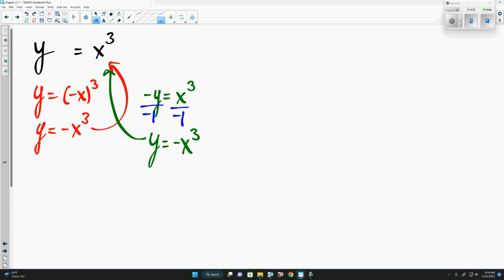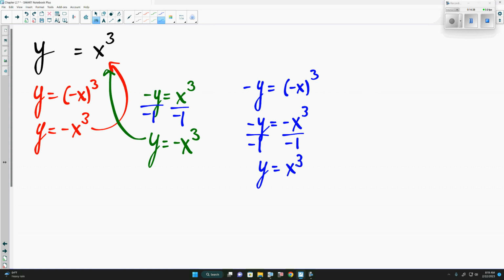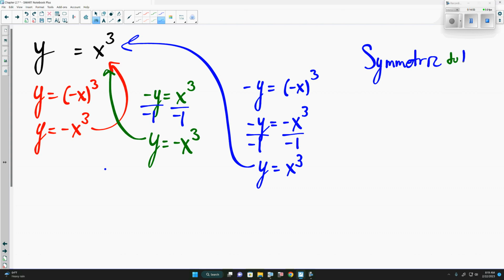Now let's try this one here. I'm going to replace y with negative y, and I'm going to replace x with negative x. Here we get negative y. Negative x cubed, we already saw is negative, it's going to stay negative x cubed, yes? If I get y by itself, we get y is equal to x cubed. Are these the same? So this here is not symmetric to x or y, but it is symmetric to the origin. And this is kind of the funny one out. Does that make sense?